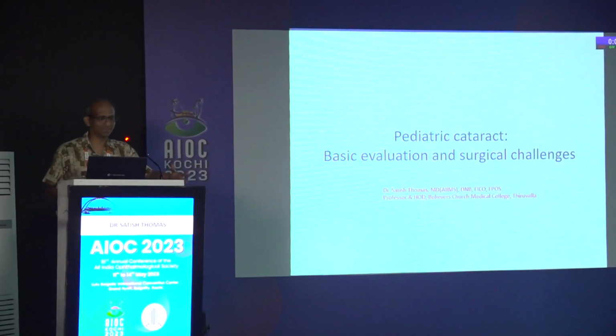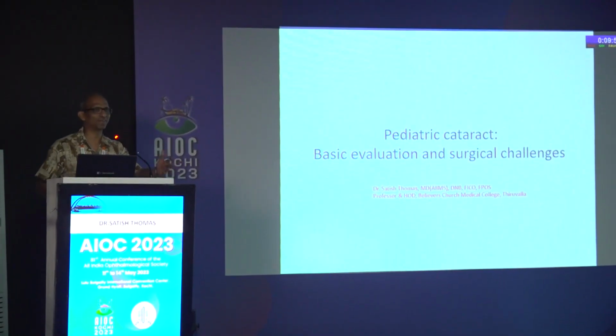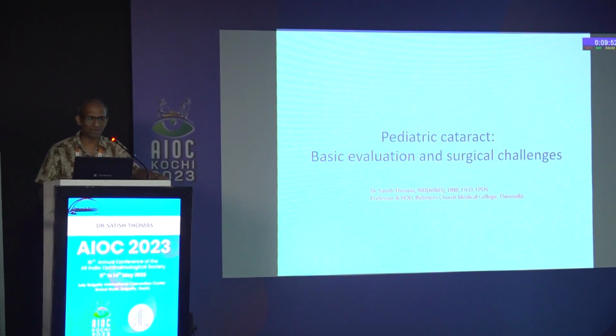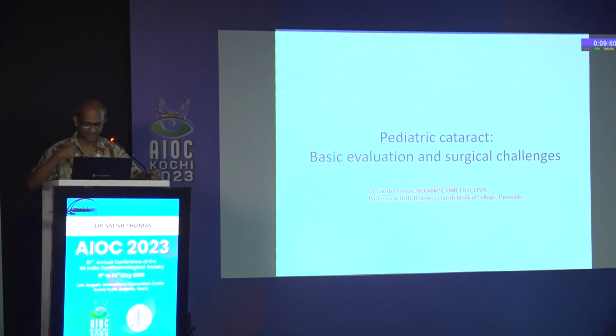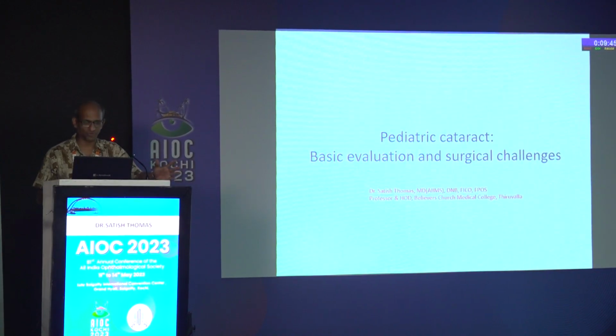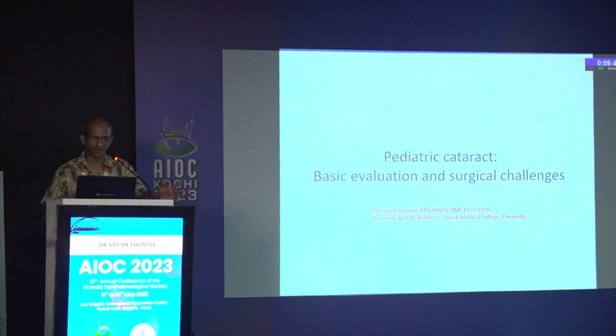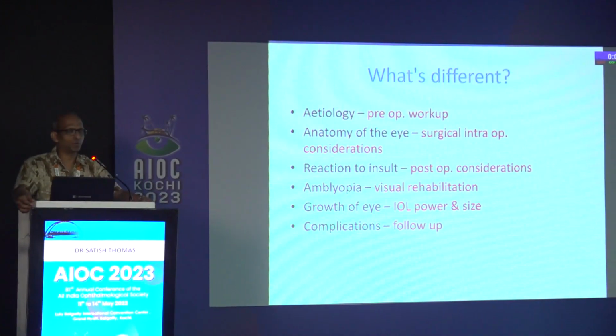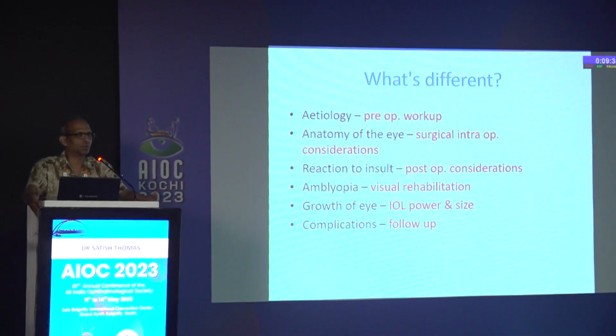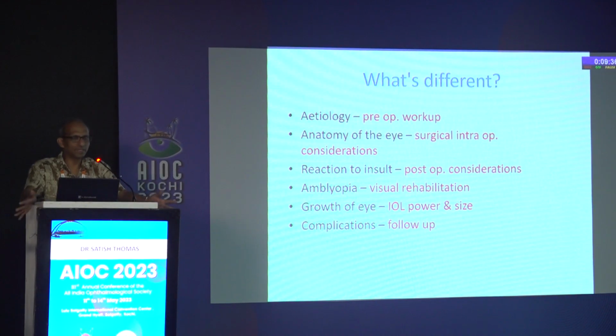I don't know whether this topic will be required, because I think all of you will be well versed with it. The seniors who are already handling so much of pediatric cataract will have to forgive me, because it's a very basic talk. So what's different about pediatric cataract as compared to adult cataract? Almost everything's different, apart from the fact that there are lenticular opacities in both. So the etiology is different in pediatric cataract as compared to adult cataract. So that will influence the way we work up our patients preoperatively.